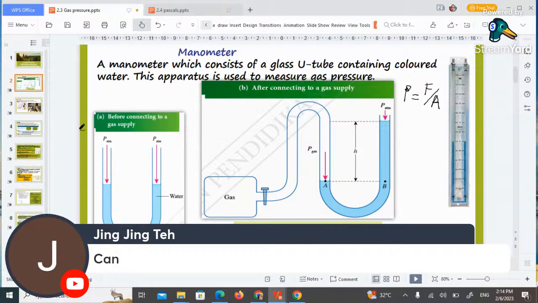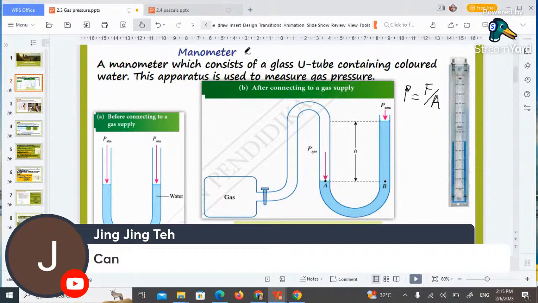Okay, so for this topic, we will discuss gas pressure, meaning gas in a container. In 2.2 we discussed atmospheric pressure. It also involves air molecules or gas molecules, but that one is in the atmospheric layer. So if the gas is in the container, we discuss the pressure of the gas in the container.